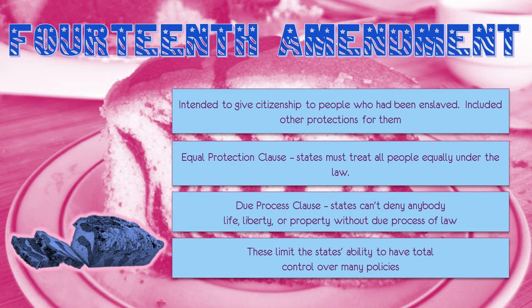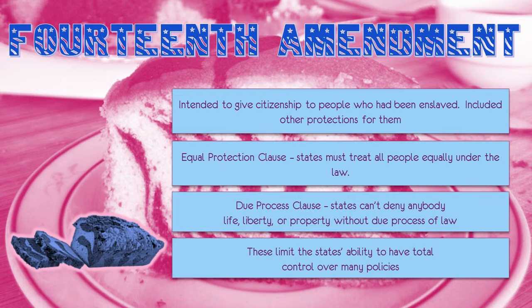It also includes what we call the Due Process Clause. This is the Due Process Clause of the 14th Amendment. It says that states cannot deny anybody life, liberty, or property without due process of law. So this tells the state governments that they can no longer take away the liberties or the freedoms of their citizens without giving those citizens a fair process, a fair treatment under the law. And so this also gives the national government the power to enforce this law in the state.